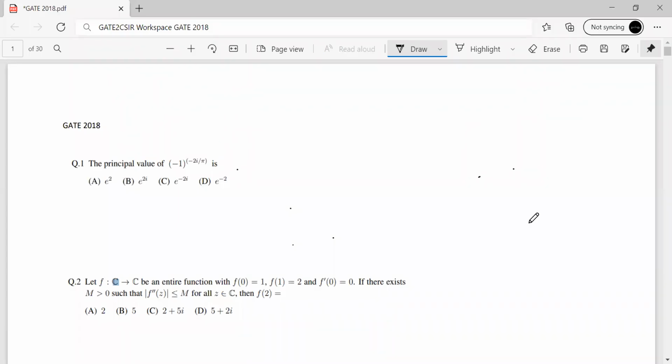And in this video, we will solve the 2018 GATE mathematics question paper. So let's begin. Here, you are required to find the principal value of (-1) to the power of -2i/pi. To solve this problem, you have two ways, but we will consider the simplest one. Whenever you get such a problem, try to solve it using Euler's identity.